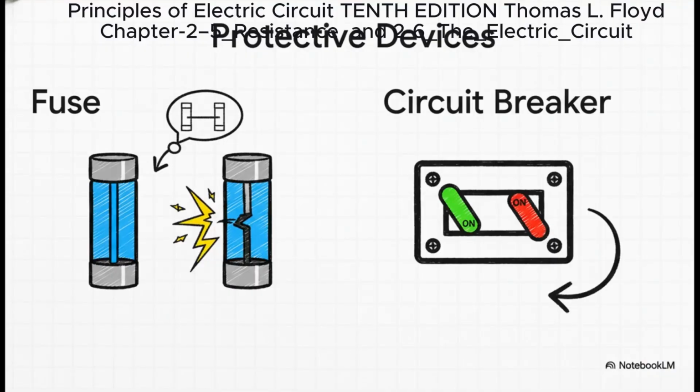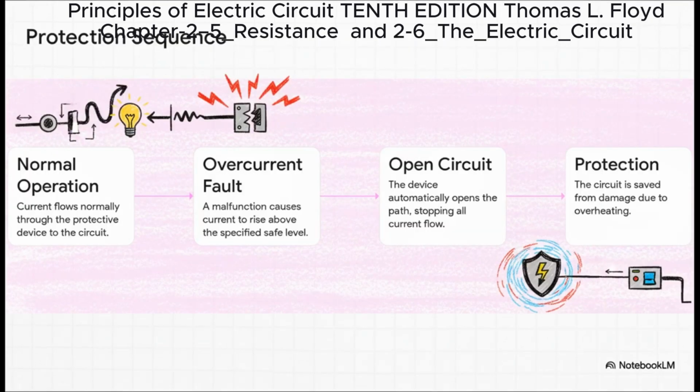At the end of the day, they both do the same job. They're overcurrent protection. Their entire purpose is to fail safely by creating an open circuit if the current gets too high. The main difference? A fuse is kind of like a kamikaze pilot. It's a one-time deal. It melts and has to be replaced. A circuit breaker, on the other hand, is just a resettable switch, which is obviously way more convenient in most cases. And this process is totally automatic and absolutely vital.